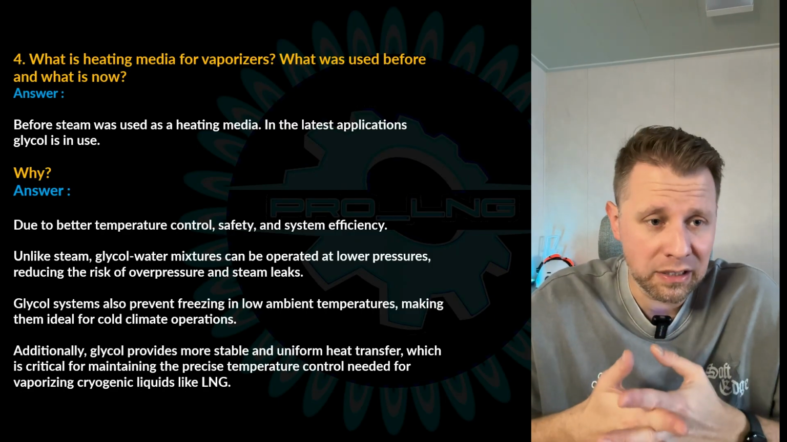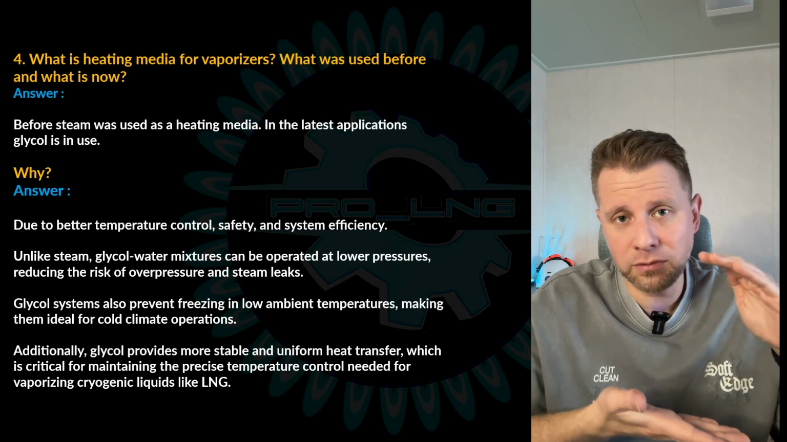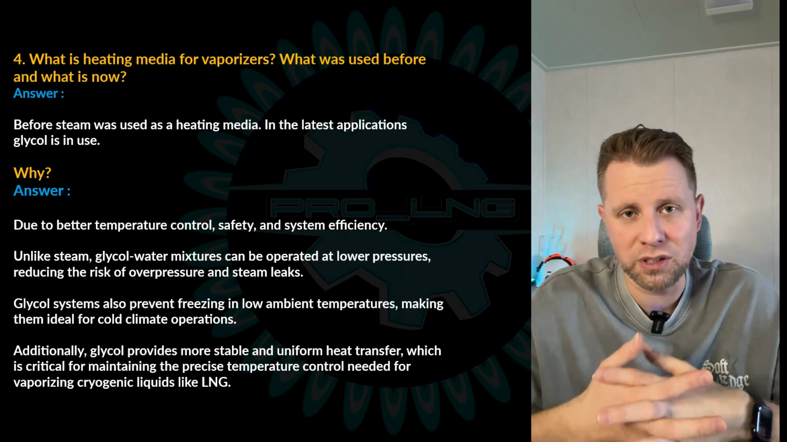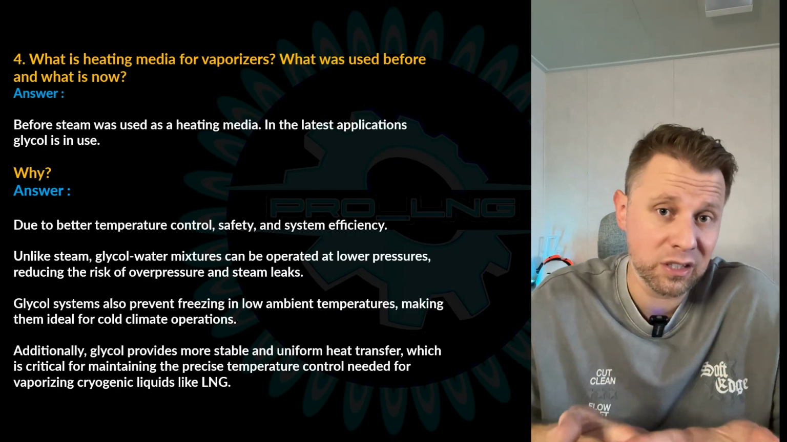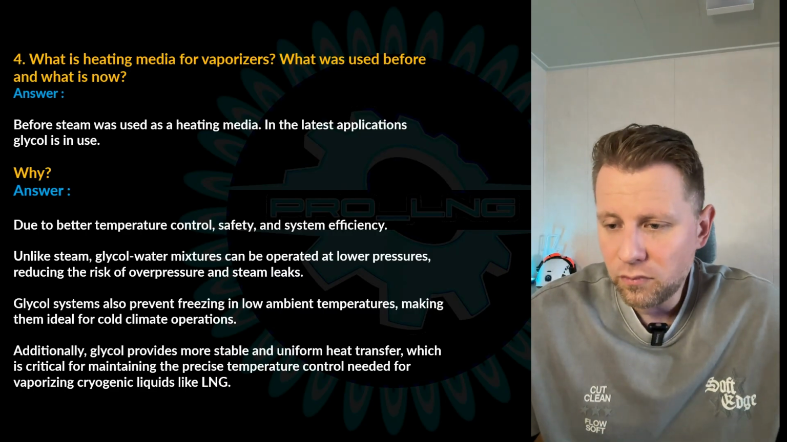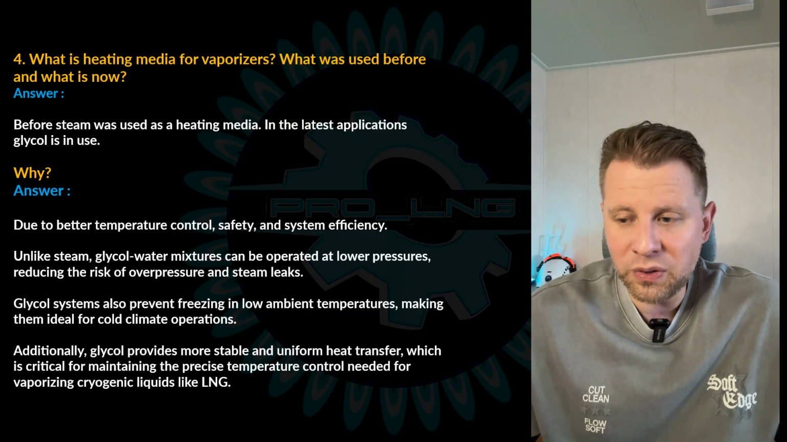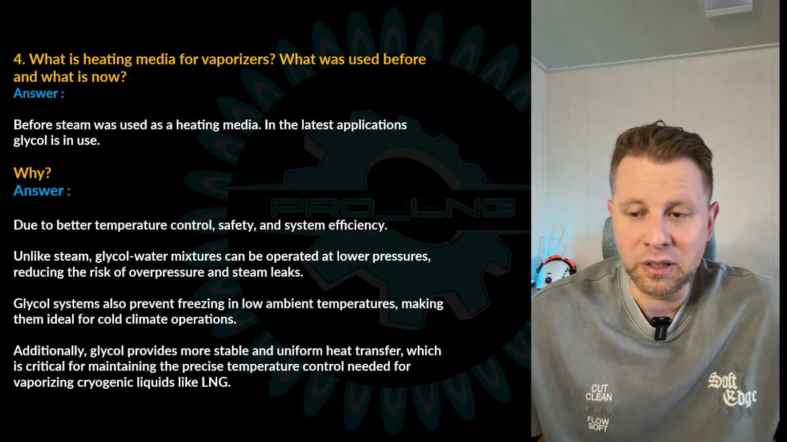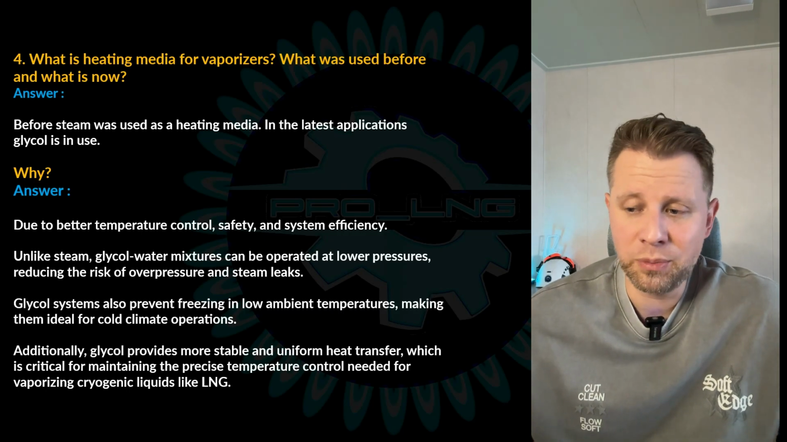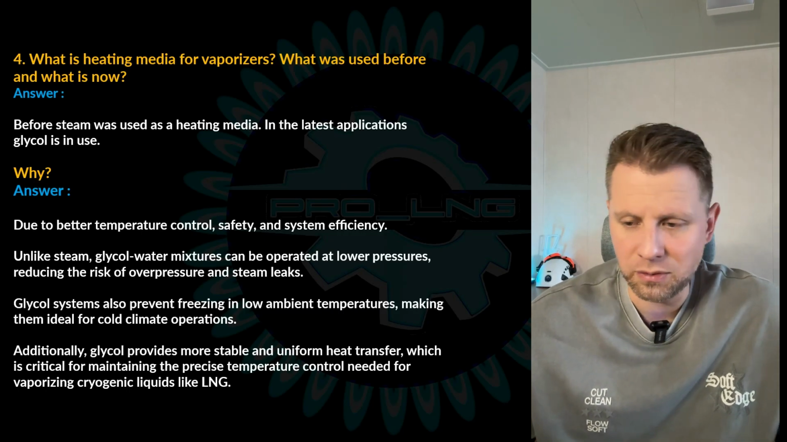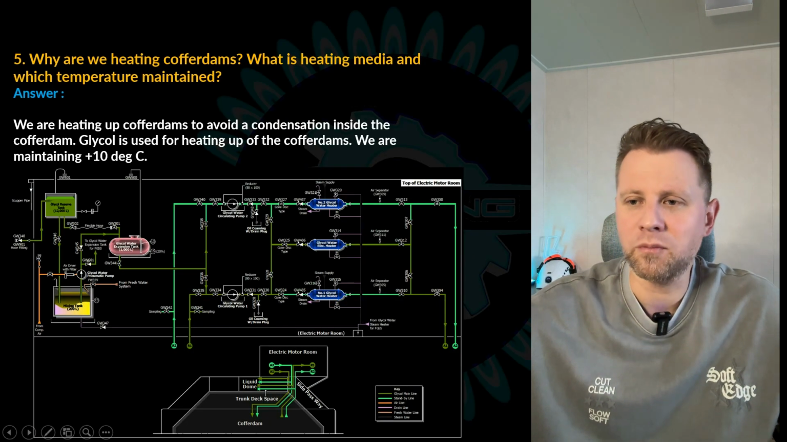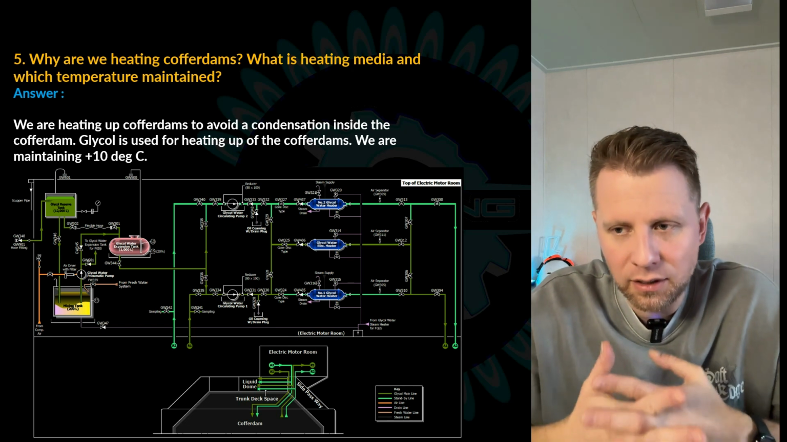If steam leaks, you won't notice it very easily. But if glycol leaks, then the glycol level in your tank will gradually decrease and you will have an alarm. You can also see it in day by day measurements. So that's why glycol is now mostly in use. Glycol systems also prevent freezing at low temperatures, making them ideal for cold climate operations. Additionally, glycol provides more stable and uniform heat transfer. So that's why glycol.